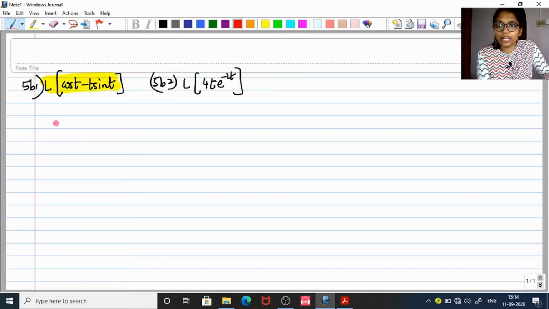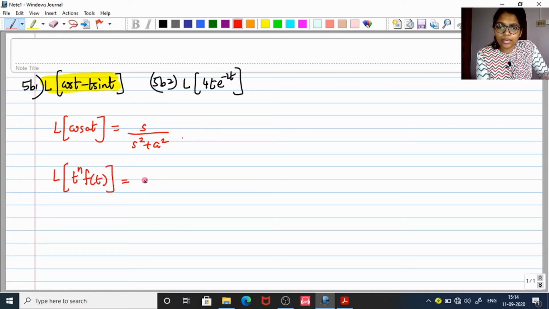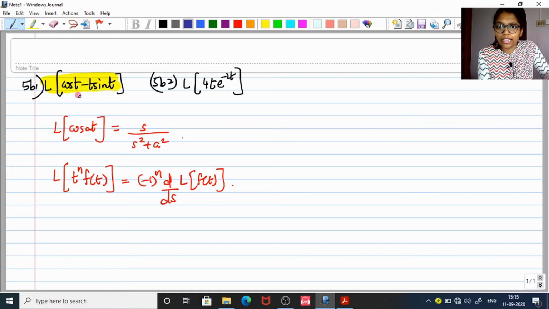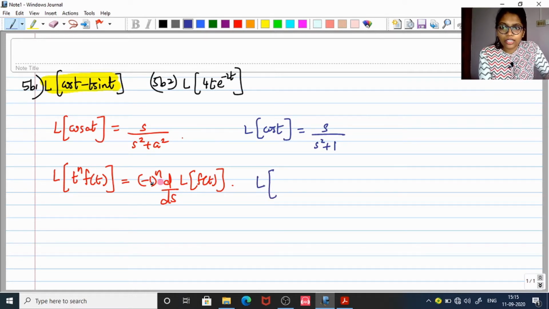Okay, the formulas behind are: Laplace of cos at is s by s square plus a square, and Laplace of t raised to n f of t is minus 1 raised to n d by ds of Laplace of f of t. Okay. So first one, Laplace of cos at. Here a is equal to 1, isn't it? So Laplace of cos t is simply s by s square plus 1, because a is 1 here. Cos t and cos at, a is 1 here. And next it is Laplace of t raised to n, here n is 1, isn't it? t raised to 1 sin t.